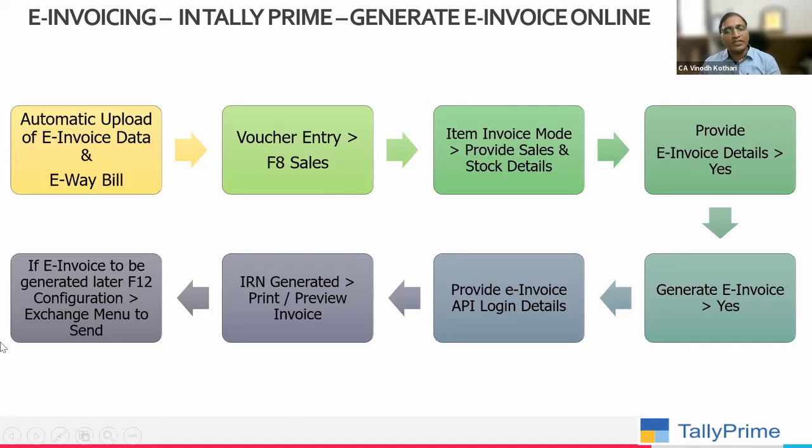So normal voucher entry, F8 sales, we are going to provide all the details. For the stock details, you have to ensure that you have the HSN code. In case of service provided, the SAC code. And once you give yes, there will be a small box, generate the e-invoice, yes, and then automatically it will generate the e-invoice. You have to provide the API login details, and immediately you can see the print preview of the invoice. We'll see the demo.